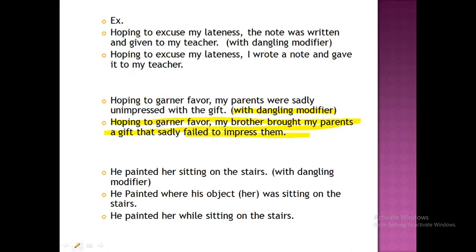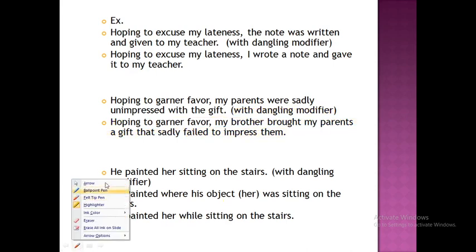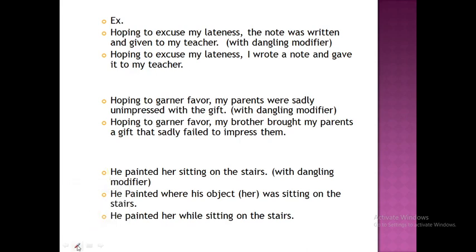The third sentence, which is part of your notes. Just one second, everyone, I'm checking the error. Okay: "He painted her sitting on the stairs." This sentence is written with a dangling modifier. Here it could mean that her, the object, was sitting on the stairs, or the sentence can be formed in such a way: "He painted her while sitting on the stairs." So it can be formed in such a way.